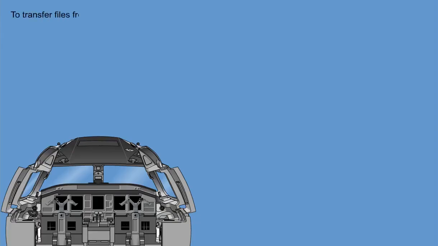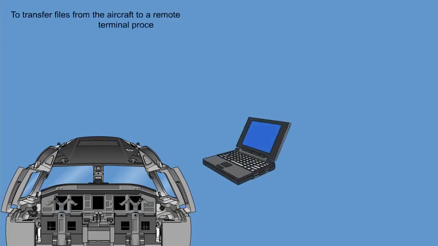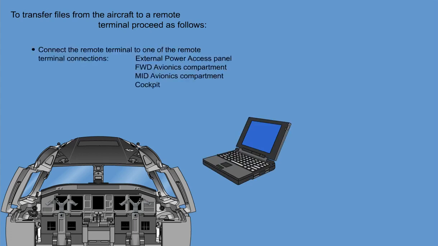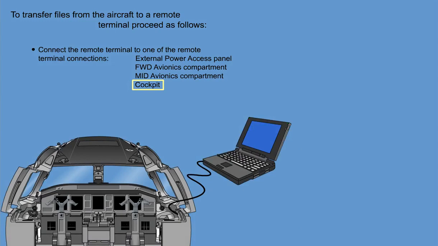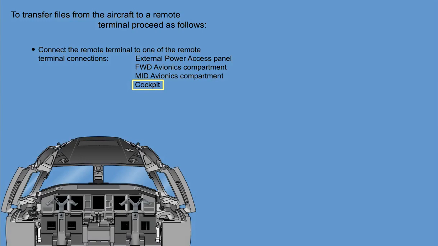To transfer files from the aircraft to a remote terminal, proceed as follows. Before starting the procedure, make the aircraft safe for maintenance. Connect the remote terminal to the LAN port, to one of the remote terminal connections. Energize the remote terminal and start the appropriate software. From this point, the sequence of transferring files is the same as transferring files by the use of MFD2. After completion of the file transfer, de-energize the remote terminal and disconnect the remote terminal from the LAN port terminal connection.